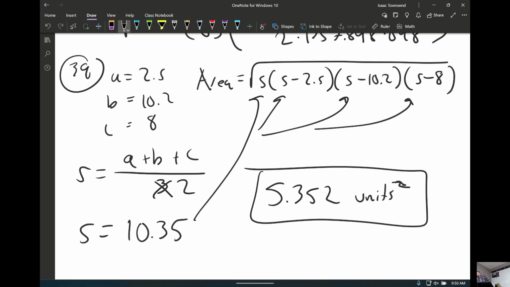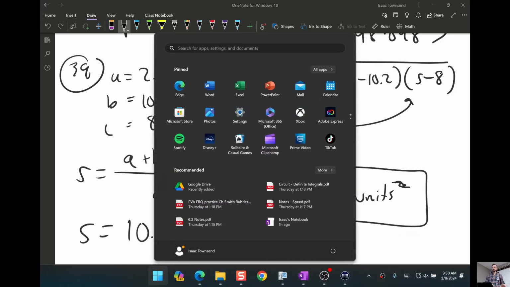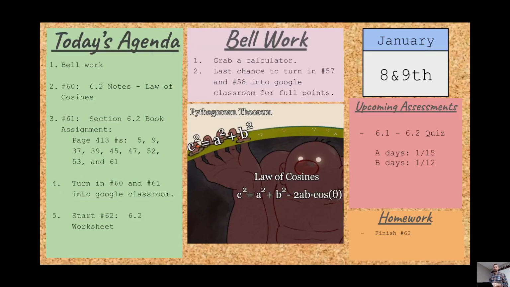Okay, if you guys find any other questions on this, please let me know. You got 10 minutes, so there's still time to get some extra help here. But I would like your notes 60 and the book assignment 61 turned in. So I think you should have that done in class, so please go ahead and turn it in. If you forget, I'm sorry, if you don't have time, then just do it before class on Wednesday, please.